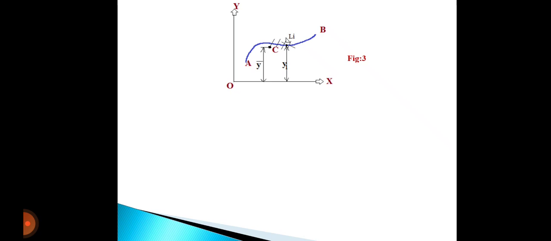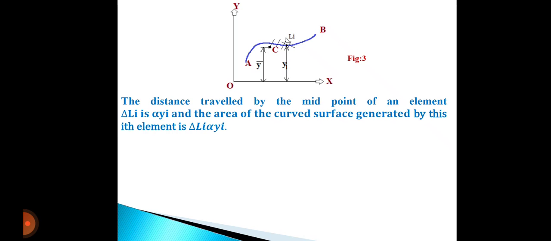Now, from figure 3, consider AB is any plane curve of length L that lies in the xy plane and does not intersect the x-axis. Let the curve AB be divided into a large number of small elements. Let the y coordinate of the midpoint of any element, delta Li, be denoted by yi, and that of the centroid C of the entire curve AB by y bar.